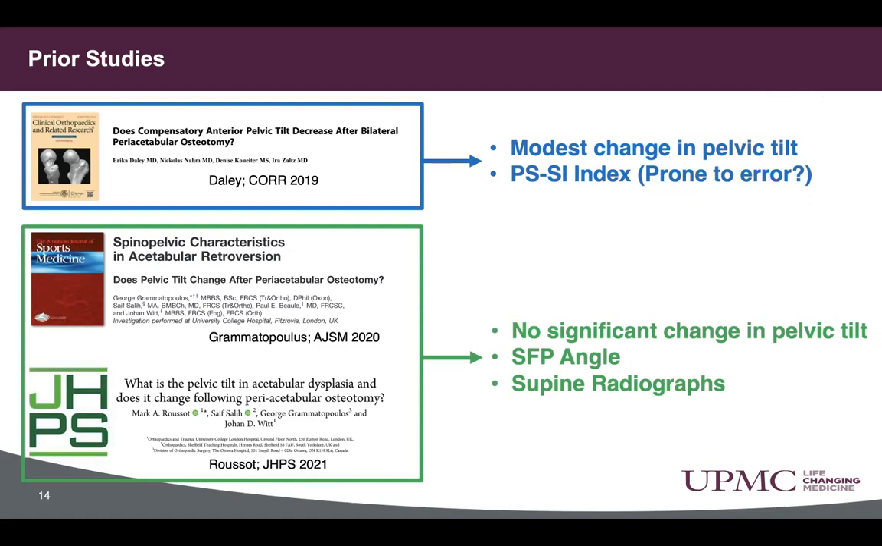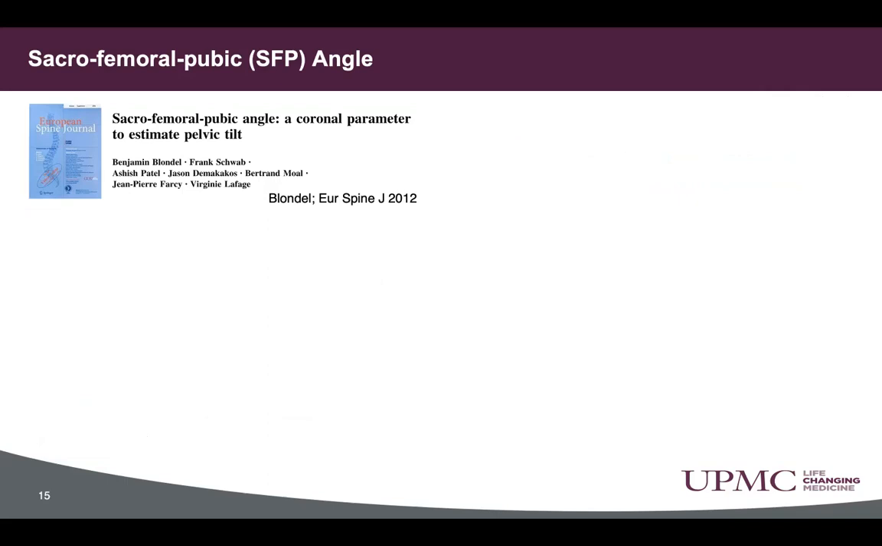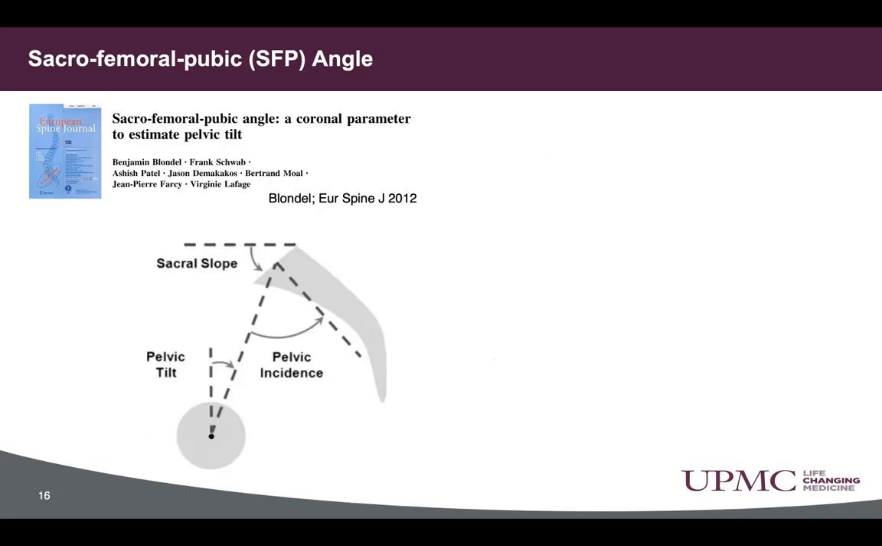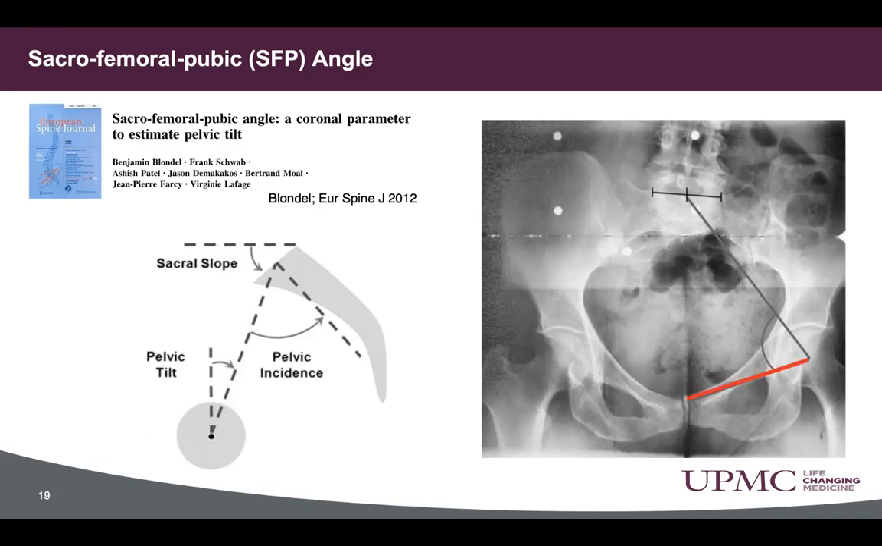Additionally, these studies used the SFP angle as a metric to determine pelvic tilt. This SFP metric was initially defined in the spine literature by Blondel et al. in 2012, and this study used this angle to determine pelvic tilt. This angle was defined by a line from the top of the pubic symphysis to the center of the femoral head, to the top of the sacrum, which creates the SFP angle. The pelvic tilt is then calculated from this formula, which has been subsequently studied in further studies and validated to be accurate.